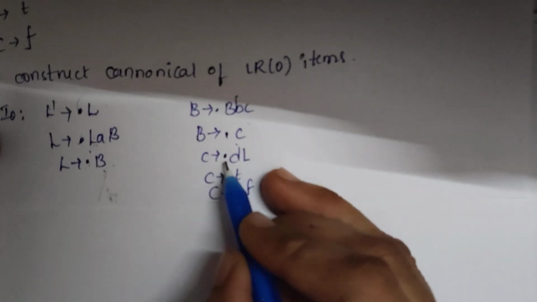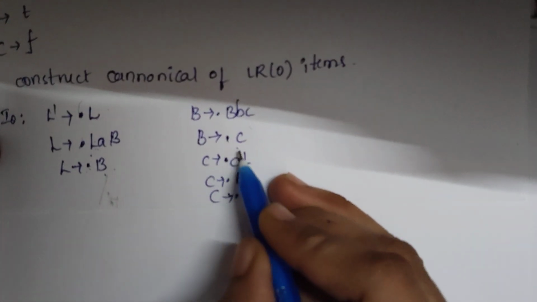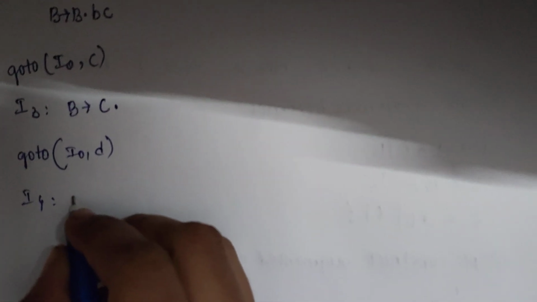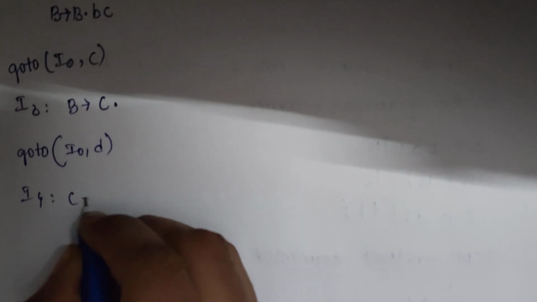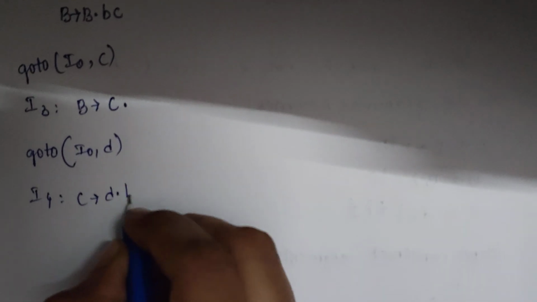Now what is the next element? Next element is D. So we need to shift this dot here. Okay. So I naught comma D. This is the fourth one, okay, third one after fourth one. So the dot will be shifted here. C produces D dot L.